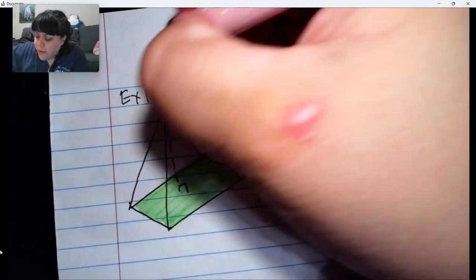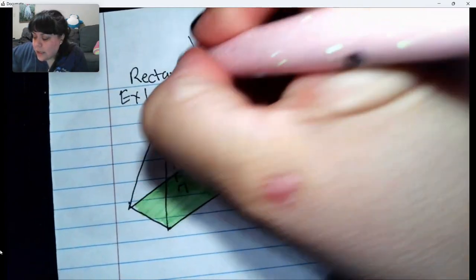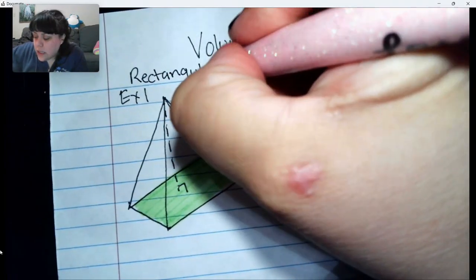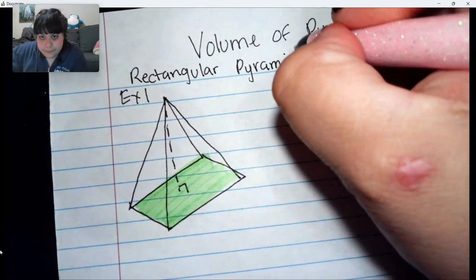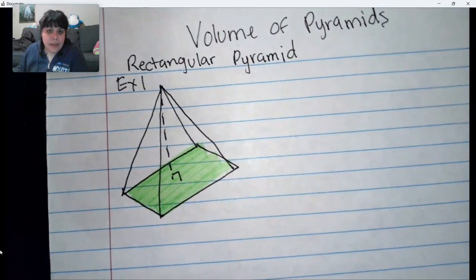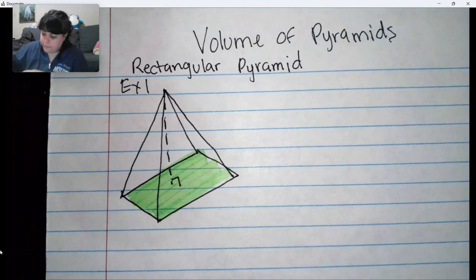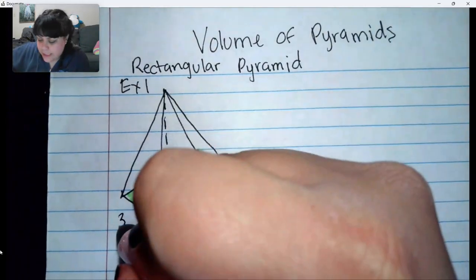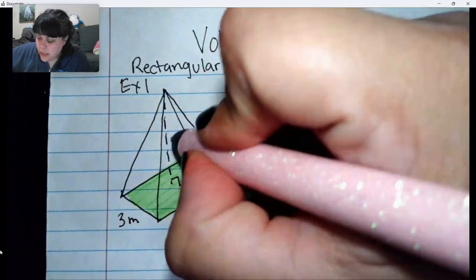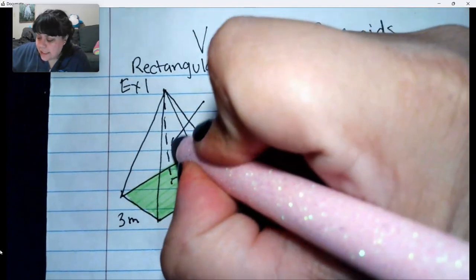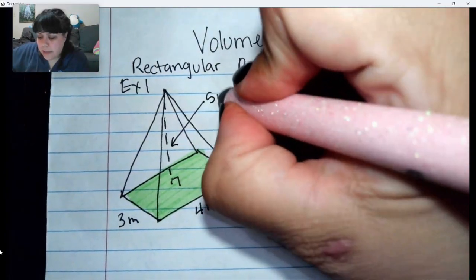Up here, I forgot to write rectangular pyramid. Okay, so let's put in some numbers. This side over here is 3 meters, and then 4 meters. And this right here is my height of my pyramid, and it's going to be 5 meters.